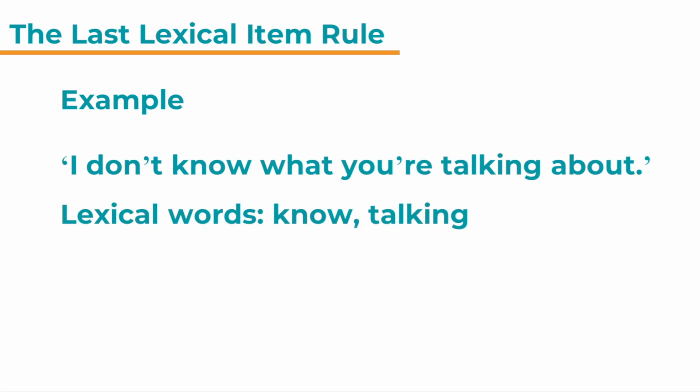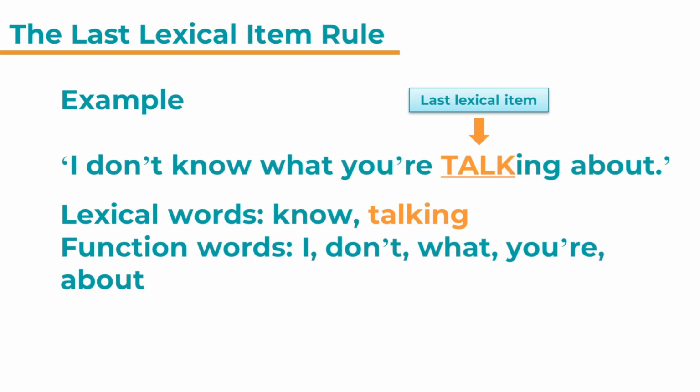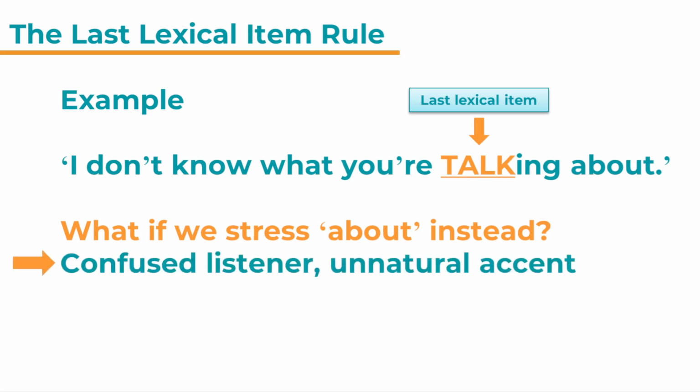So, in this sentence, the lexical words are know and talking. All the other words are function words. I, don't, what, your, about. And the last lexical item is talking. And talking again consists of two syllables, and the first syllable, talk, carries the main stress. We have a silent letter here, the L is not pronounced. Talking. So what if we stress about instead, which is the last word in the sentence? Well, that would confuse our listener and it would result in an unnatural accent.